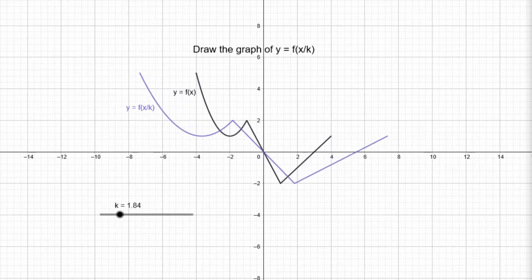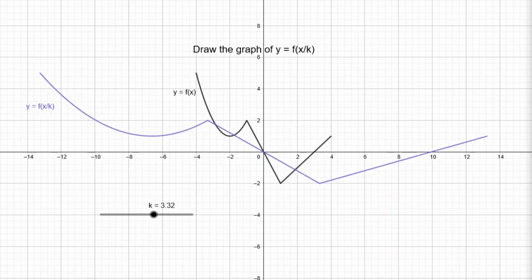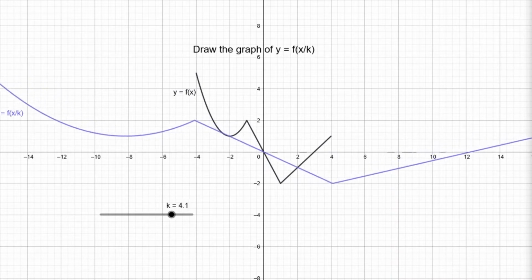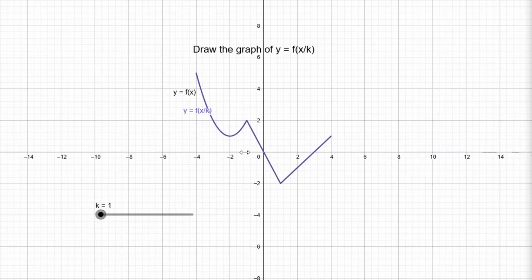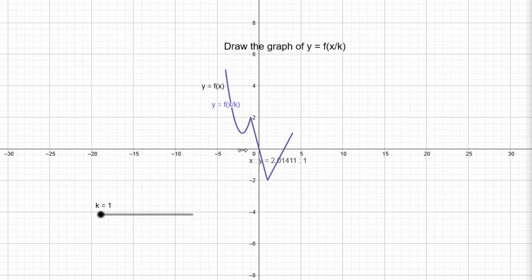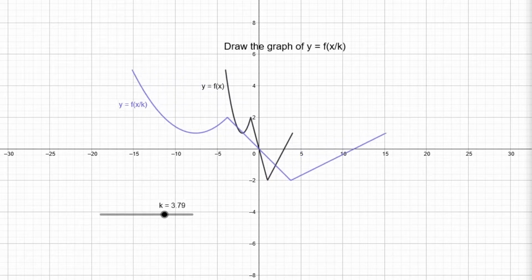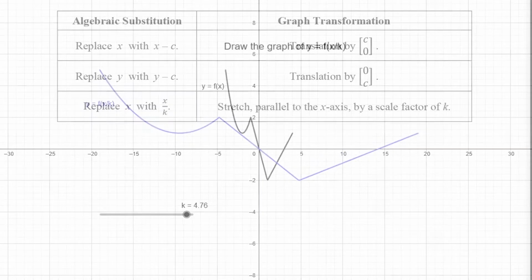then the image function is stretched away from the y-axis parallel to the x-axis. It doesn't take long before we can't even fit it on our display anymore. Let's just stretch this display a bit so it's easier to see. I've just scaled down the x-axis a bit. Let's see what happens as our k increases. Indeed, we're stretching further and further away from the y-axis parallel to the x-axis.